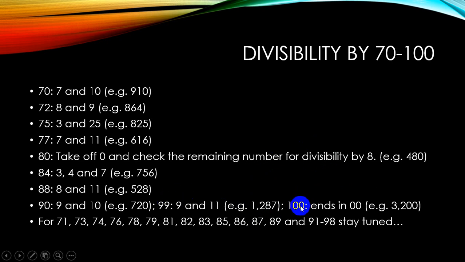And then for 100, piece of cake, it has to end in 00. So 3,200 is divisible by 100. And then for all these other numbers, stay tuned.